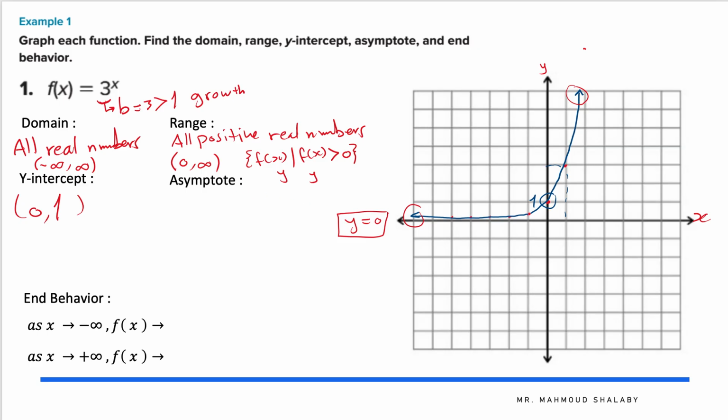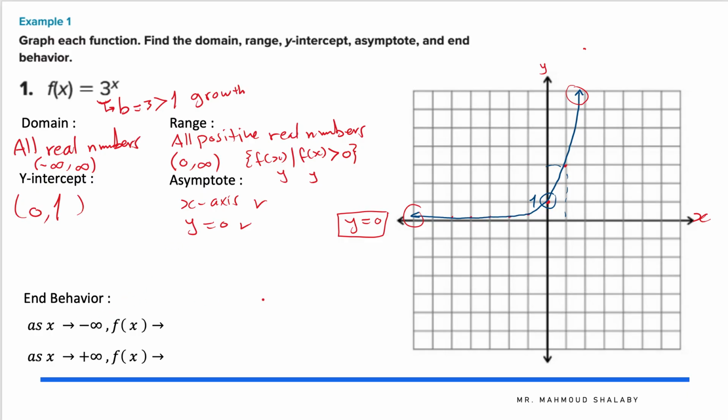The asymptote is the line where the graph comes very close to but will never touch, and it's very obvious this line here is the x-axis or y equals 0. So we can have the x-axis as a choice or y equals 0. Both of these work for the asymptote. You can find any of them in the choices.